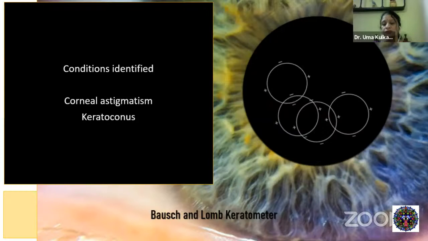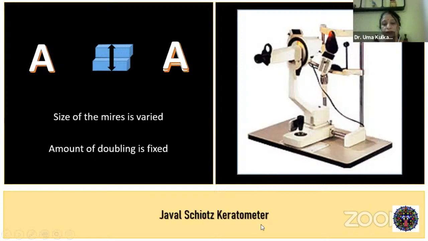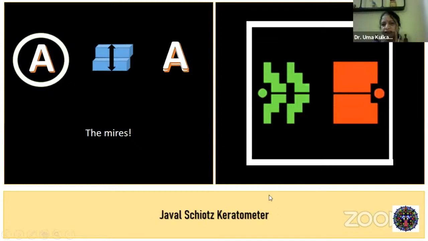Coming to the other type of keratometer, and that is the Javal-Schiotz keratometer. Here, the size of the mires is varied, not the doubling. So doubling is constant. So what we are doing here is changing the location of the mires. So these are the mires. They are very difficult. And I think if in the exam they ask me, I'm going to find it very difficult to draw this diagram.